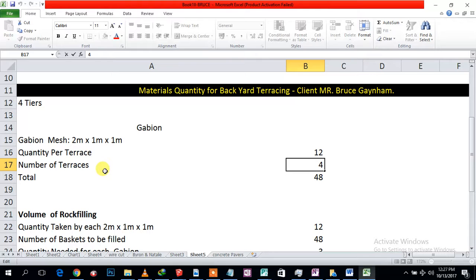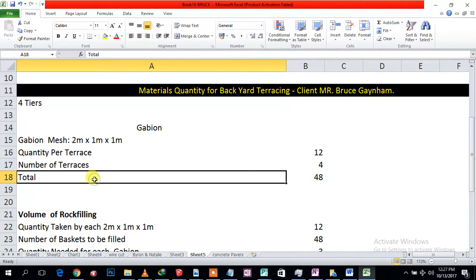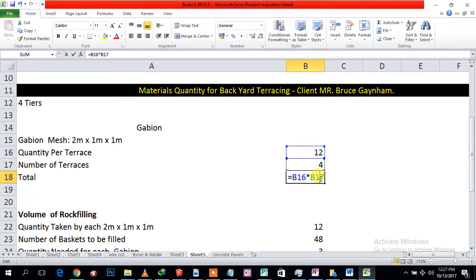Each row will take about 12, and we've got 4 terraces, if you stick to the preference of putting up 4 terraces to completely conquer the problem. So it's 12 gabions per row, or per terrace, or per tier, by 4, the total number of tiers. All in all, we should get about 48 gabions.